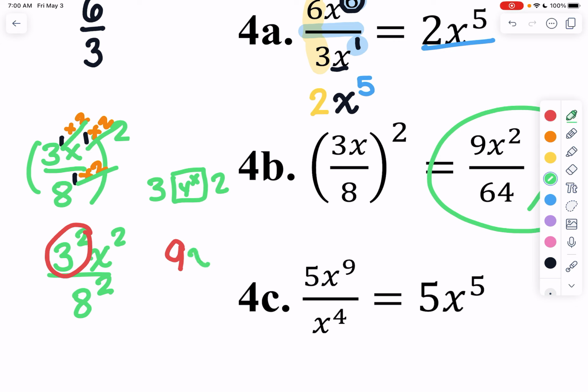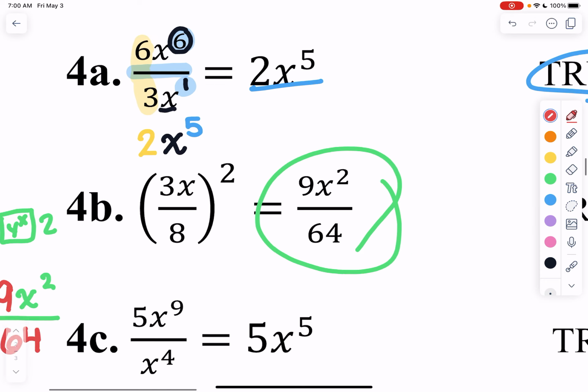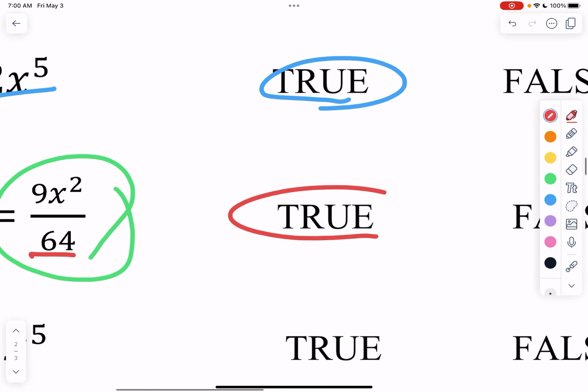X squared is a variable, so I'll just bring it over. And then I have 8 to the power of 2 on the bottom. So 8 multiplied by itself 2 times, 8 times 8 is 64. That's what we have over here. So this second one is true.